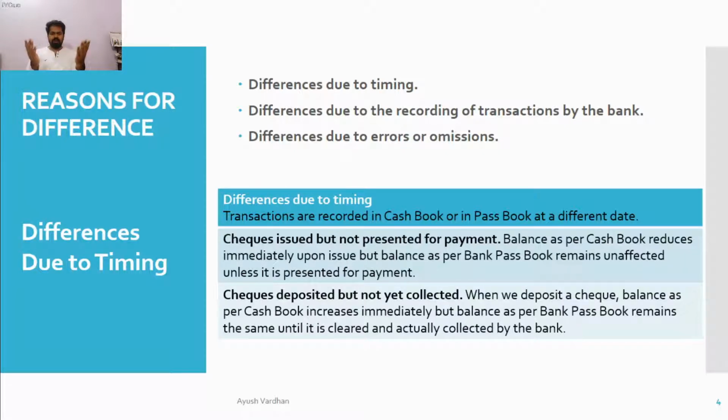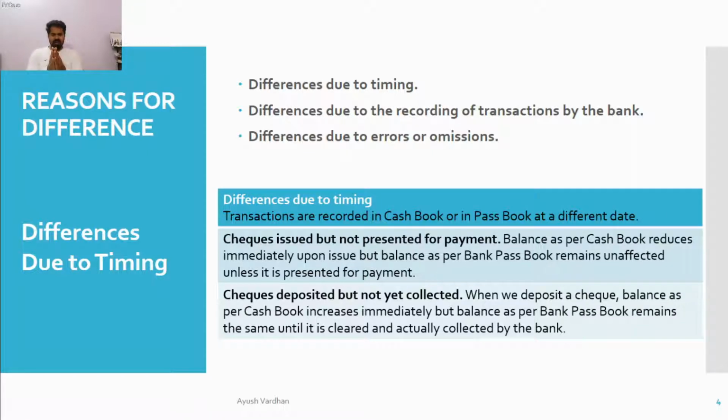You cannot force anyone when you have to take payment from the bank. So both are correct. The payer is correct, and the one who has been paid is also correct. So no one is wrong, but the difference has been created. We will see these issues in the bank reconciliation statement as well. This is the very first issue, and the second issue due to timing could be that someone is paying you a check.